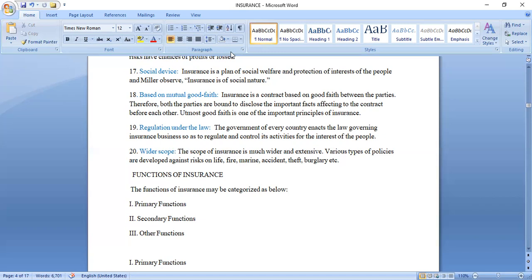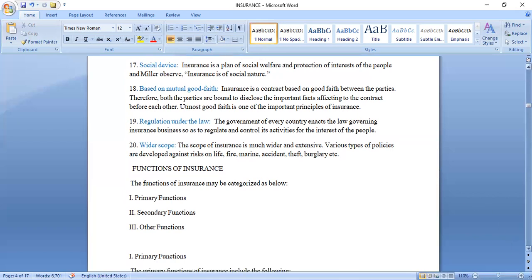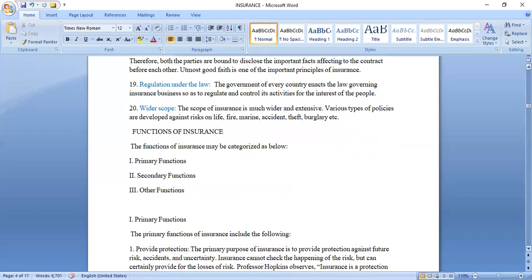Then insurance does operate under regulation or law. So practically there are laws governing insurance. And these insurance businesses, like we've already seen, are governed by their institutional setup, so they operate under the law, right? Then insurance is a wide scope phenomenon, right?